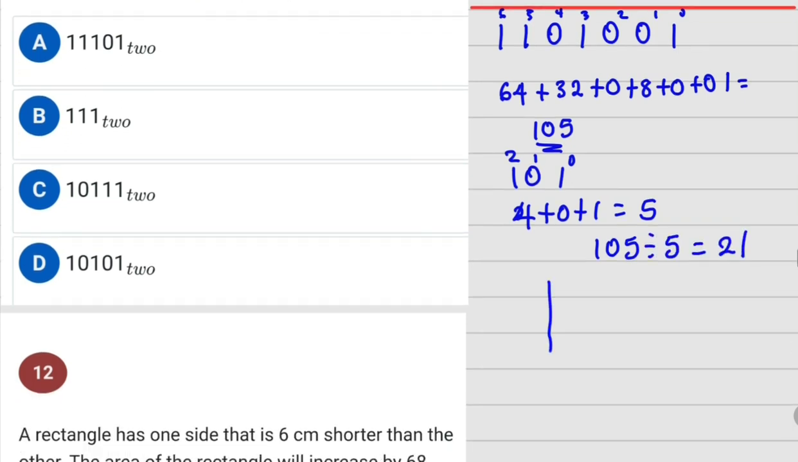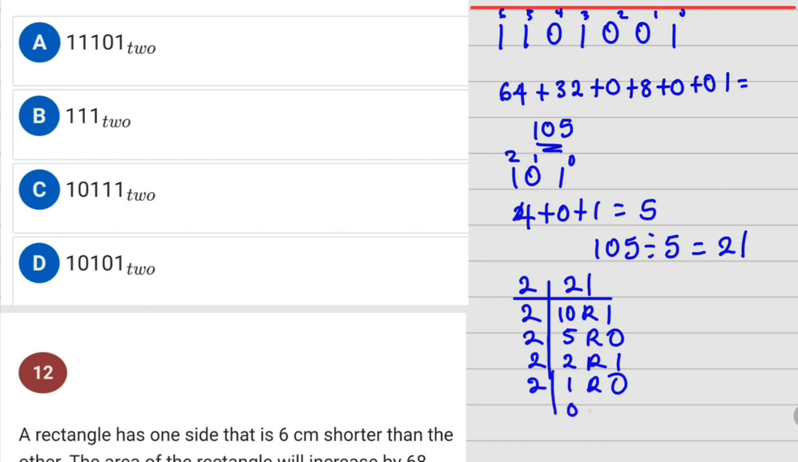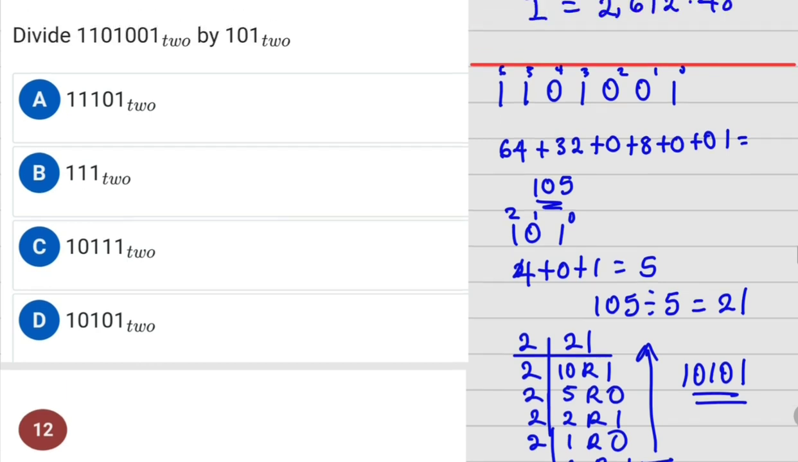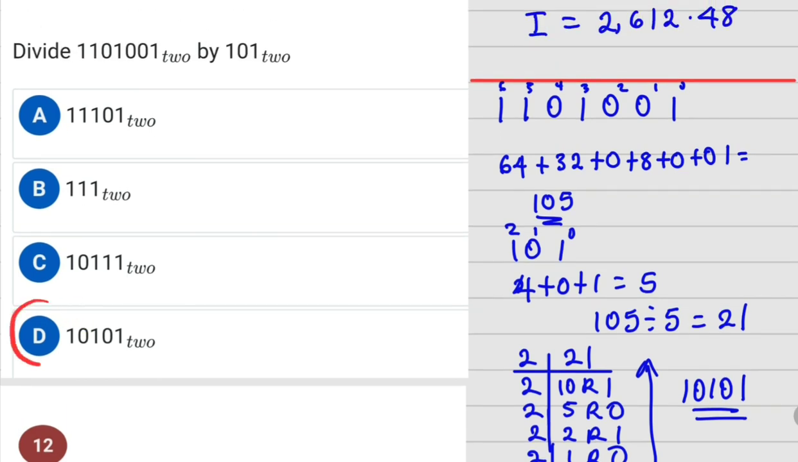Then you now convert your 21. This is 21, divided by 2 is 10, remainder 1; 2, this is 5, remainder 0; 2, this is 2, remainder 1; then 2, this is 1, remainder 0; 2, then we have 0, remainder 1. You take your reading from down. This is going to be 10101. Let's check whether we have the answer. 10101, which is D. So our answer is D. Okay, you can be very fast about this if you mean business, right? So let's move to number 12.